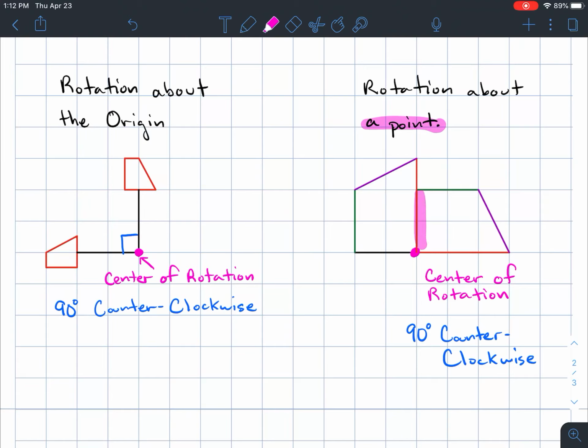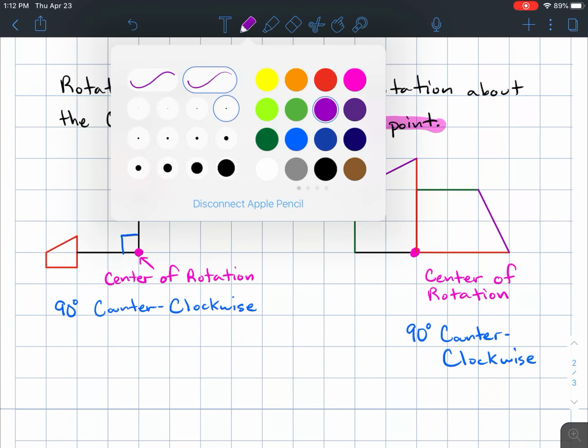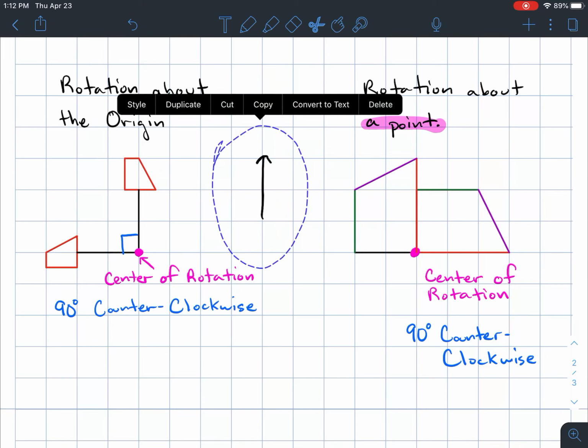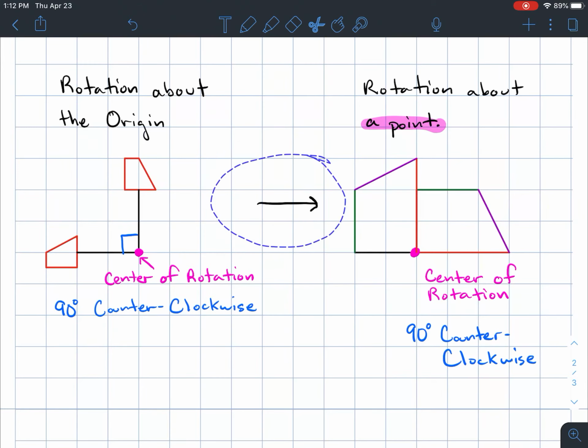So that's taking the original shape here and rotating it 90 degrees counterclockwise so that its new shape is now here. So all we did was take the shape that seemed to be pointing in this direction, and we rotated it so that it now seems to be pointing in that direction. Okay?